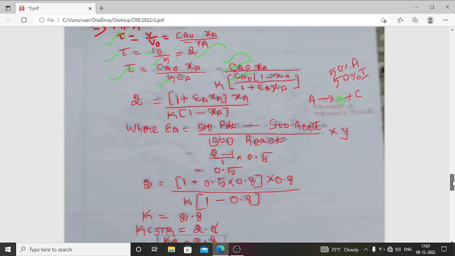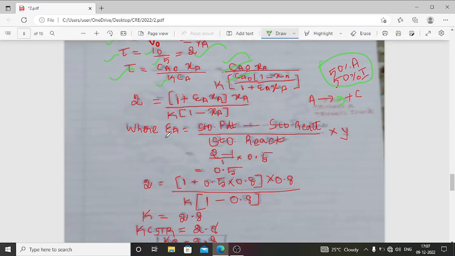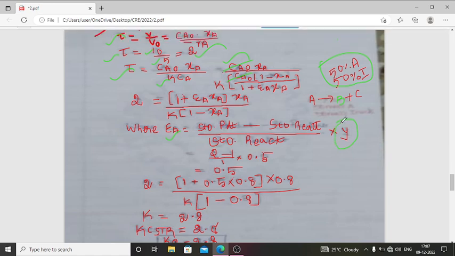So in this section, 50% A and 50% inerts are fed to the reactor. So we should take the inerts value. The fractional conversion formula is: stoichiometry of the product minus stoichiometry of the reactant, divided by stoichiometry of the reactant, into Y. Why take this Y value? Because 50% inerts are also fed to the reactor. Stoichiometry of the product means we have two products, as I said: 1 mole of B and 1 mole of C, totally 2. Stoichiometry of the reactant: we have only one reactant, that is 1.